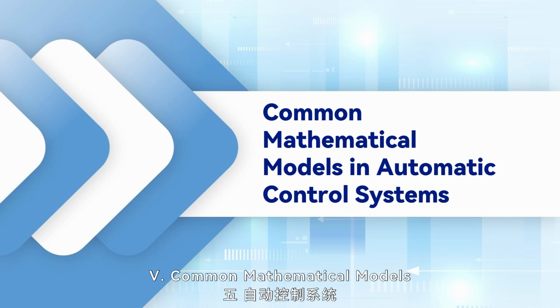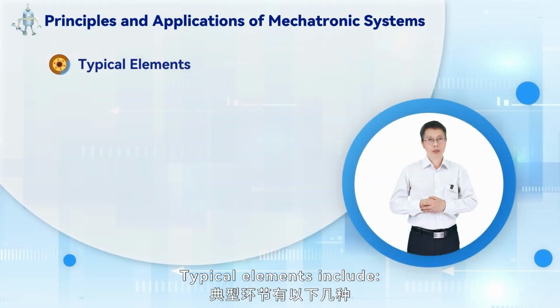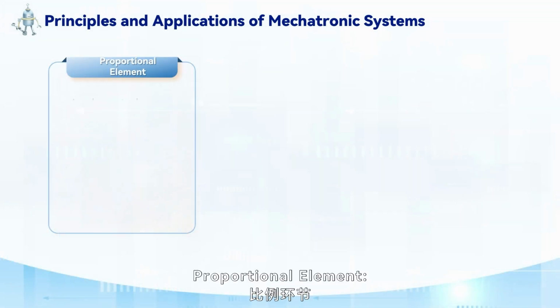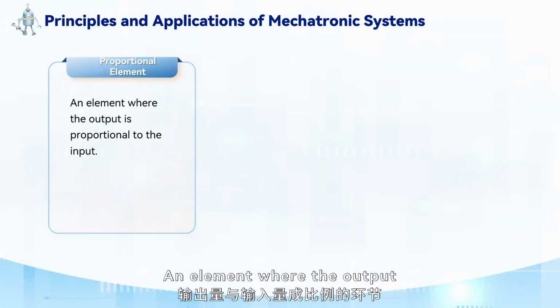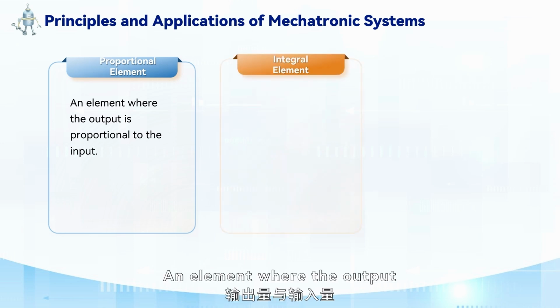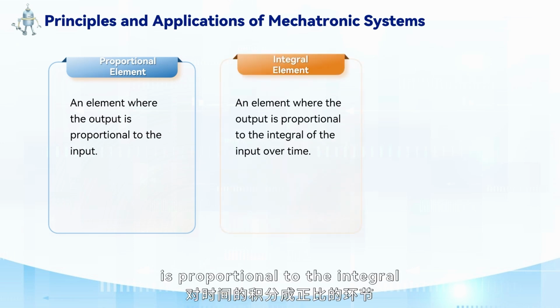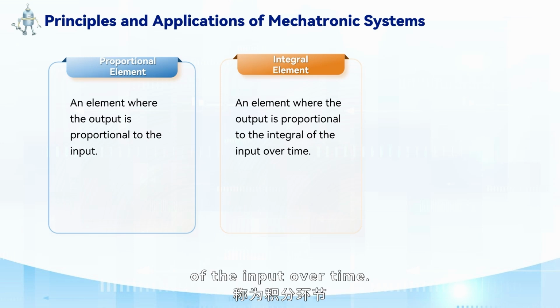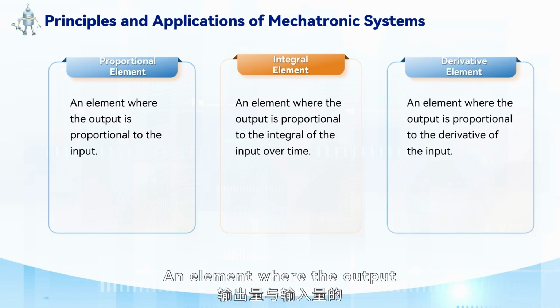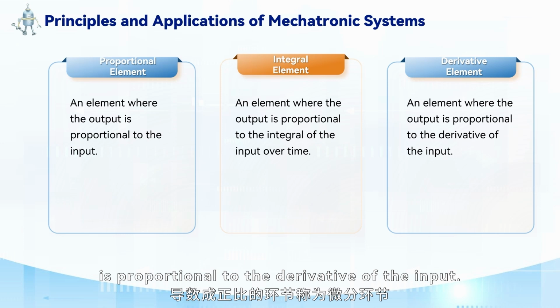5. Common mathematical models in automatic control systems. Typical elements include proportional element, an element where the output is proportional to the input. Integral element, an element where the output is proportional to the integral of the input over time. Derivative element, an element where the output is proportional to the derivative of the input.